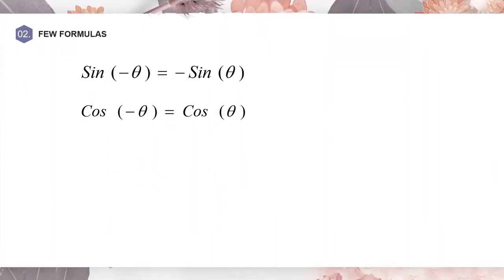So here I want to show you two formulas, that is sine of minus theta is equal to minus sine theta and cos of minus theta is equal to cos theta. I'll show it to you how it works, but for now remember, sine of a negative angle is always negative of sine. Cos of a negative angle is the same thing. I'll show it to you how it works.